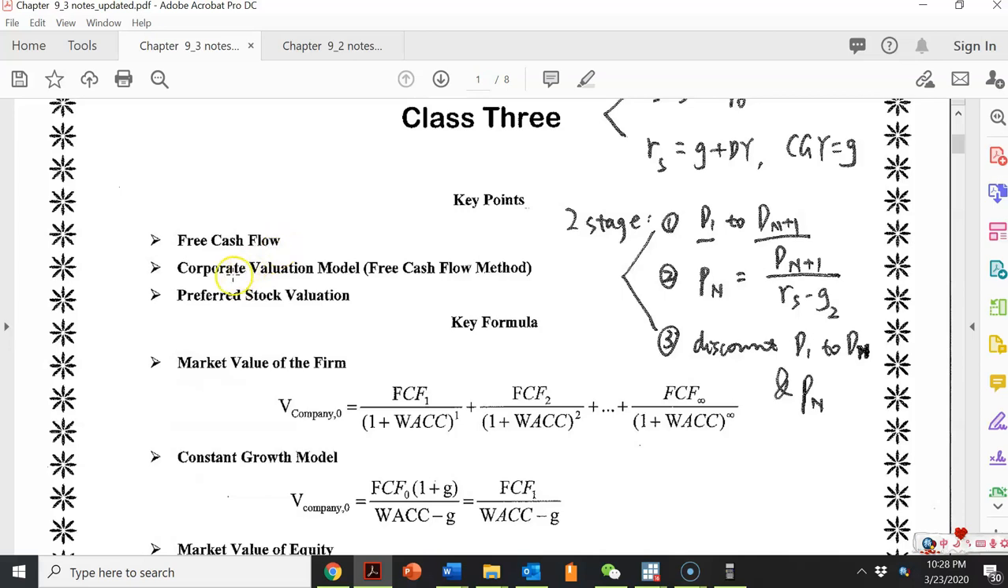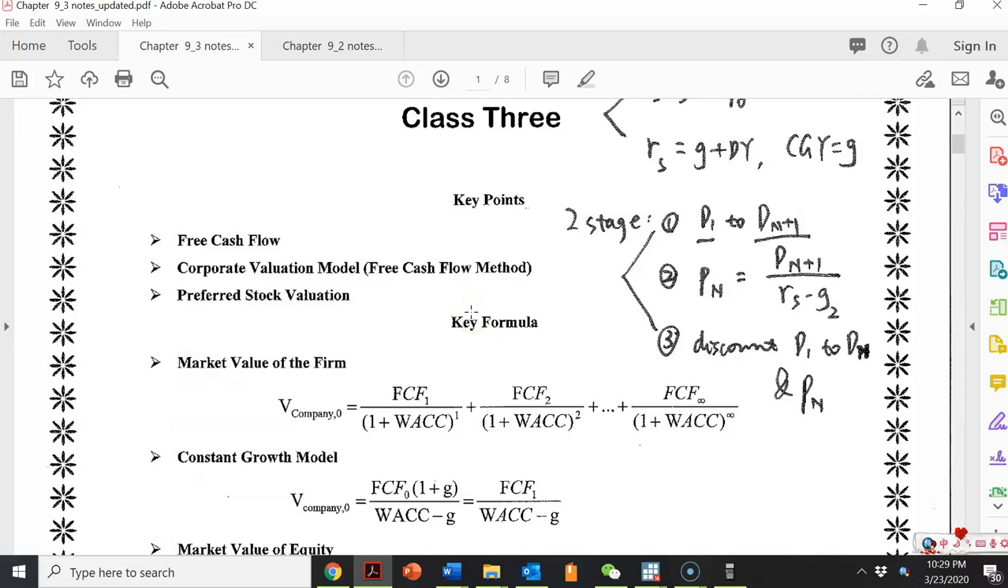For the dividend discount model and the corporate valuation model, these two models are for evaluating the stock price of common stocks. At the end of this lecture, we're going to talk about how to evaluate preferred stock, which is a little bit different from common stock, and its characteristic is in between bond and common stock.